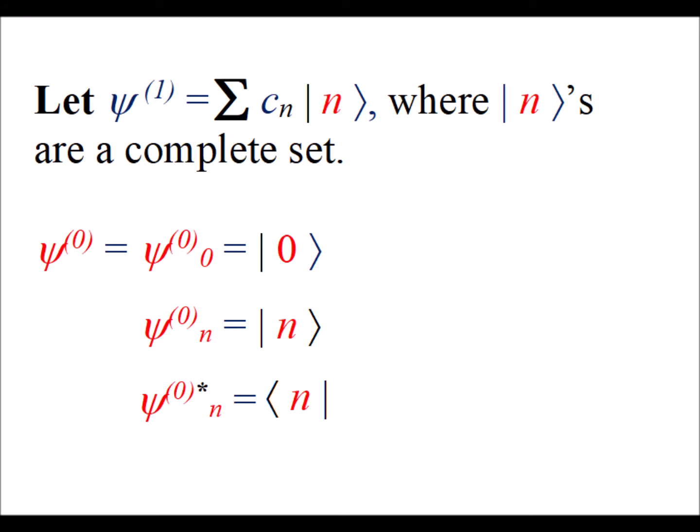We can do this because those eigenfunctions form a complete set, which means we can write any generic function in terms of those. So in terms of this, psi 0 is the ground state unperturbed wave function. Psi 0 sub 0 is the lowest energy eigenfunction. So we can write that as the ket 0. If we have the nth eigenfunction, we can write that as the ket n. And then the complex conjugate of the nth eigenfunction of the unperturbed wave function, we write as the bra n.